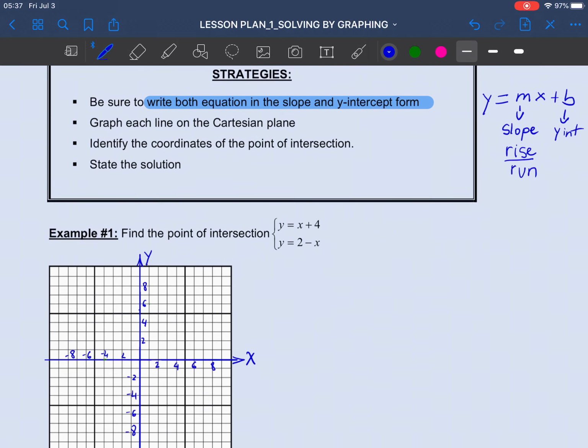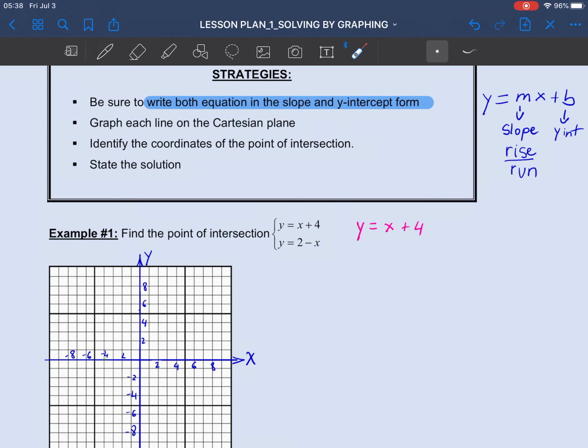Okay, so y equals x plus 4, which is our first equation, is already in slope y-intercept form because we have y by itself on one side of the equation, the coefficient is 1, and the rest of the terms are on the other side of the equation with x coming first and the constant term after.